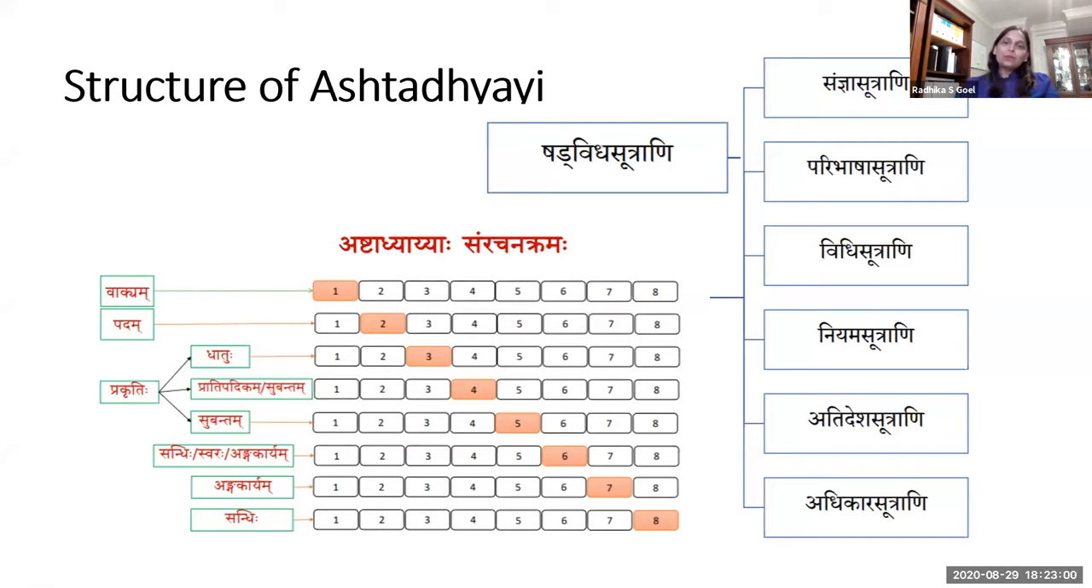So the Sanghya Sutras are basically the definitions. Just like how when we start a computer program, right, you define your variables, the definitions are what go first. So ditto here in Ashtadhyayi. So all the sutras that cover the definitions are called Sanghya Sutrani.